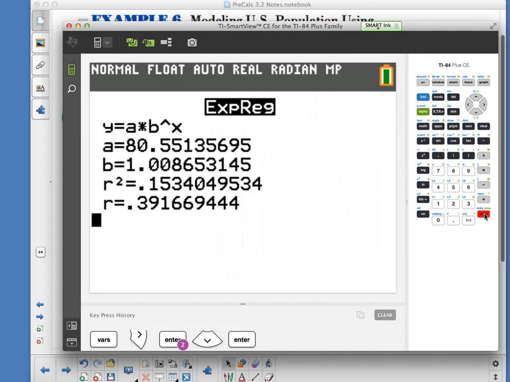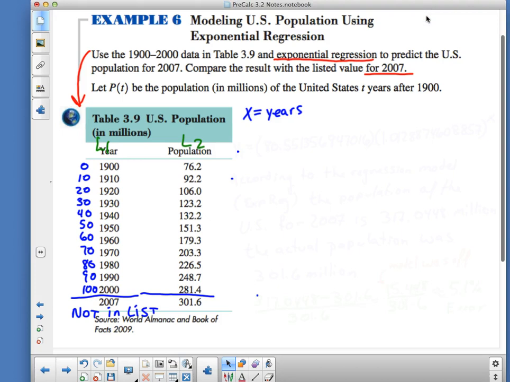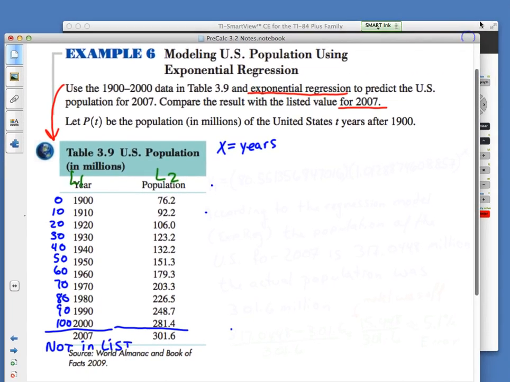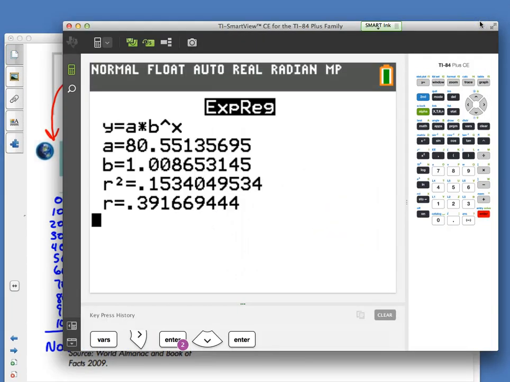Now I've got this list. Remember, I've got 80 in that, but I want to go back to my list for a second. I got 0 to 100. That's my X's. I want to predict 2007, so I got to go 0 to like 130 for my X's. And my Y's are going to be anywhere from 0 to 300, or actually 350, because I'm supposed to go to 301.6.